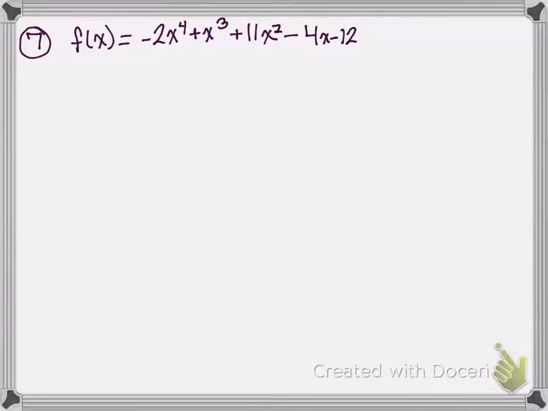Okay, here is number 7 on our review for chapters 3 and 4. What the directions are asking us to do for this function is they are asking us to graph. So we have to go through the process of what this is going to look like when we graph it. So the first thing that we're going to do is determine what it looks like at the end, kind of the end terms test.